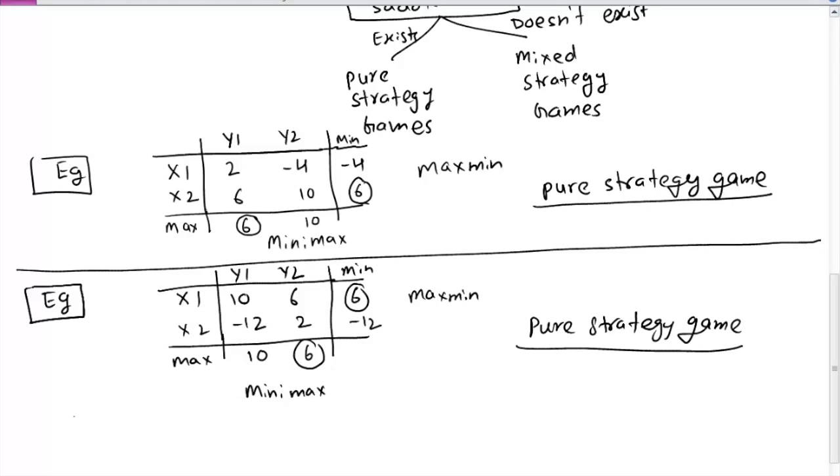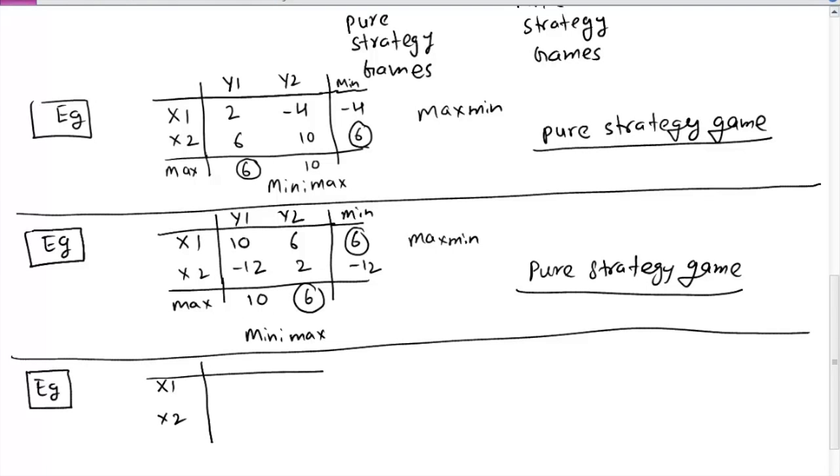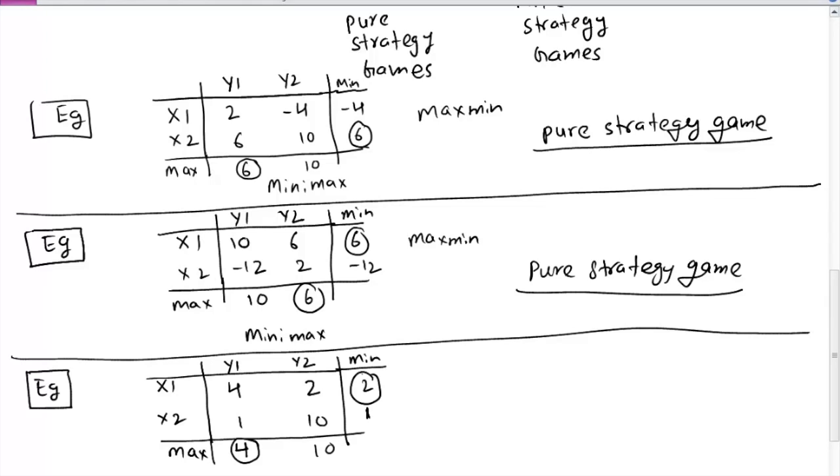So always only one solution will appear. This game also favors player X. So the maximum of the two is 2. So now they do not match. So obviously this is called a mixed strategy game.